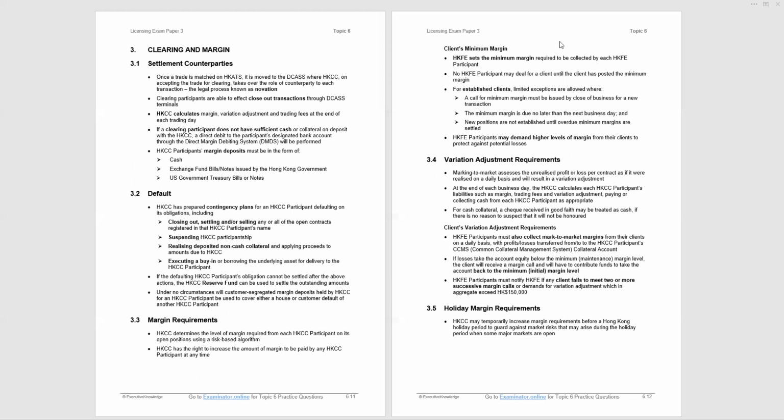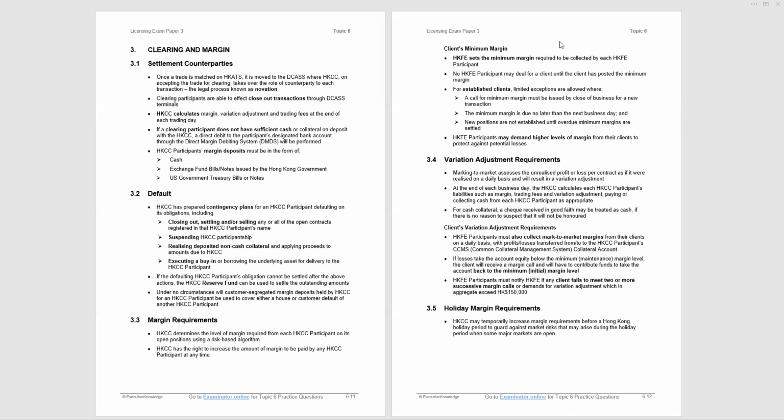Now, variation adjustments. This is where the underlying margin is no longer enough to cover, or rather it reduces the equity, because of loss-making positions. And these are these variation adjustments. Marking to market, that's where you mark the position to market prices. It assesses the unrealized profit or loss per contract as if it were realized on a daily basis. So if you're losing money on a daily basis, this is being recognized by these variation adjustments.